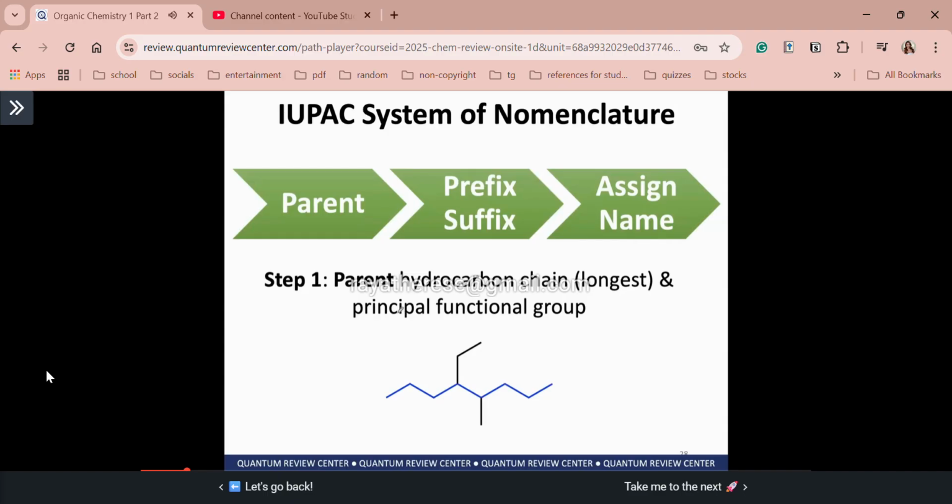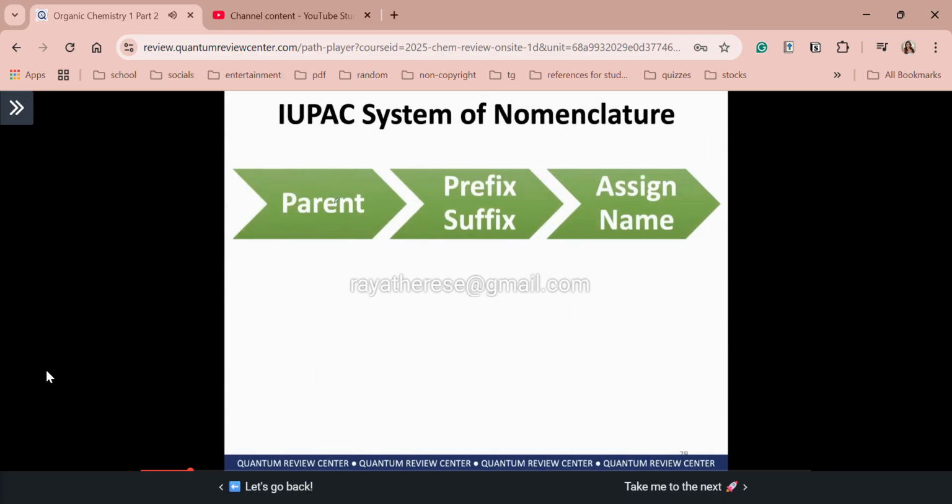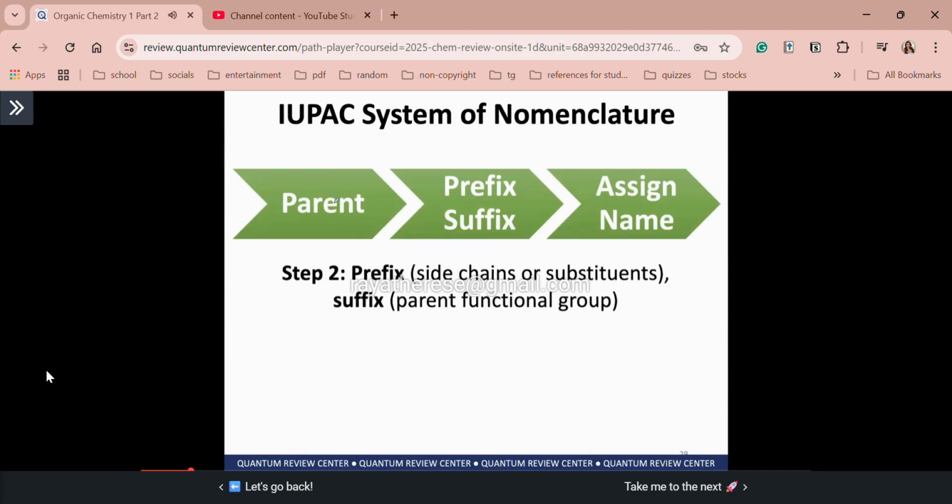Class, again, for the parent, you need to determine the longest chain and the principal functional group. Sir, what's the principal functional group in that example? Class, it's just a simple alkane, so we will leave our original parent name as is. Next step: identify the prefix and suffix by examining the substituents or side chains, and for the suffix, the parent functional group. Let's have another example.